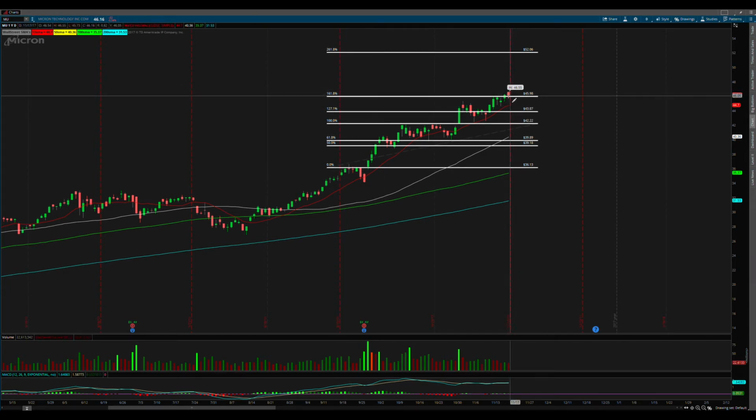Here I think we should consolidate in this area. Maybe we might test this 43 level, but if not, the long-term target on MU is $52.